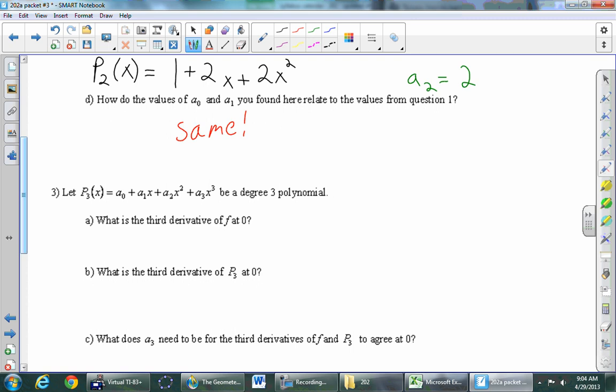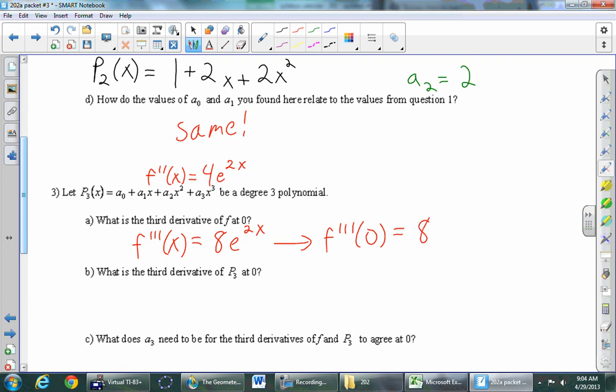So let's just find that. We want the third derivative of f. I will remind you that the second derivative of f that we've already found was 4e to the 2x. We did that before. What's the third derivative? It's 8e to the 2x. Therefore, we can plug 0 into this guy. We just keep plugging 0 in. That was a choice that was made in the beginning of this problem. What is the third derivative here? 8. Good.